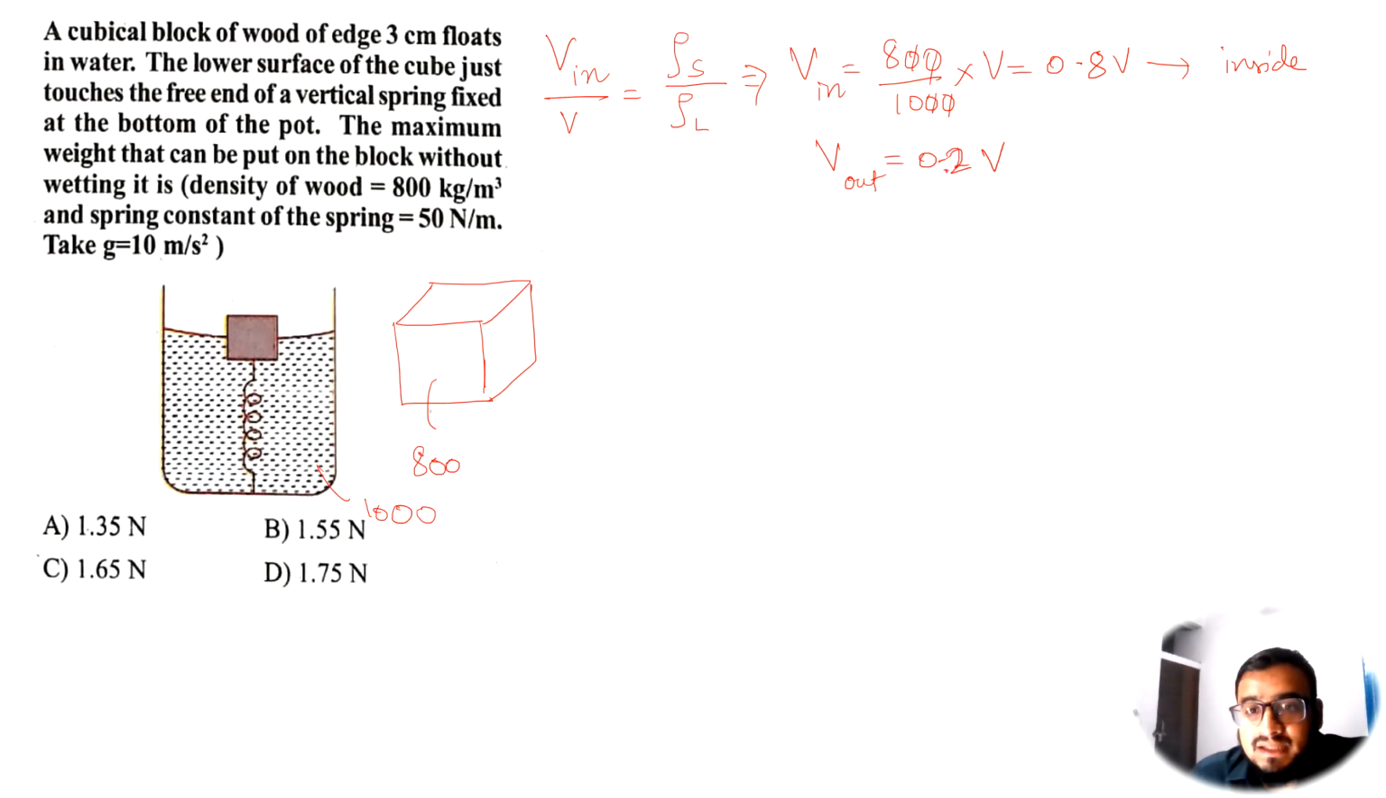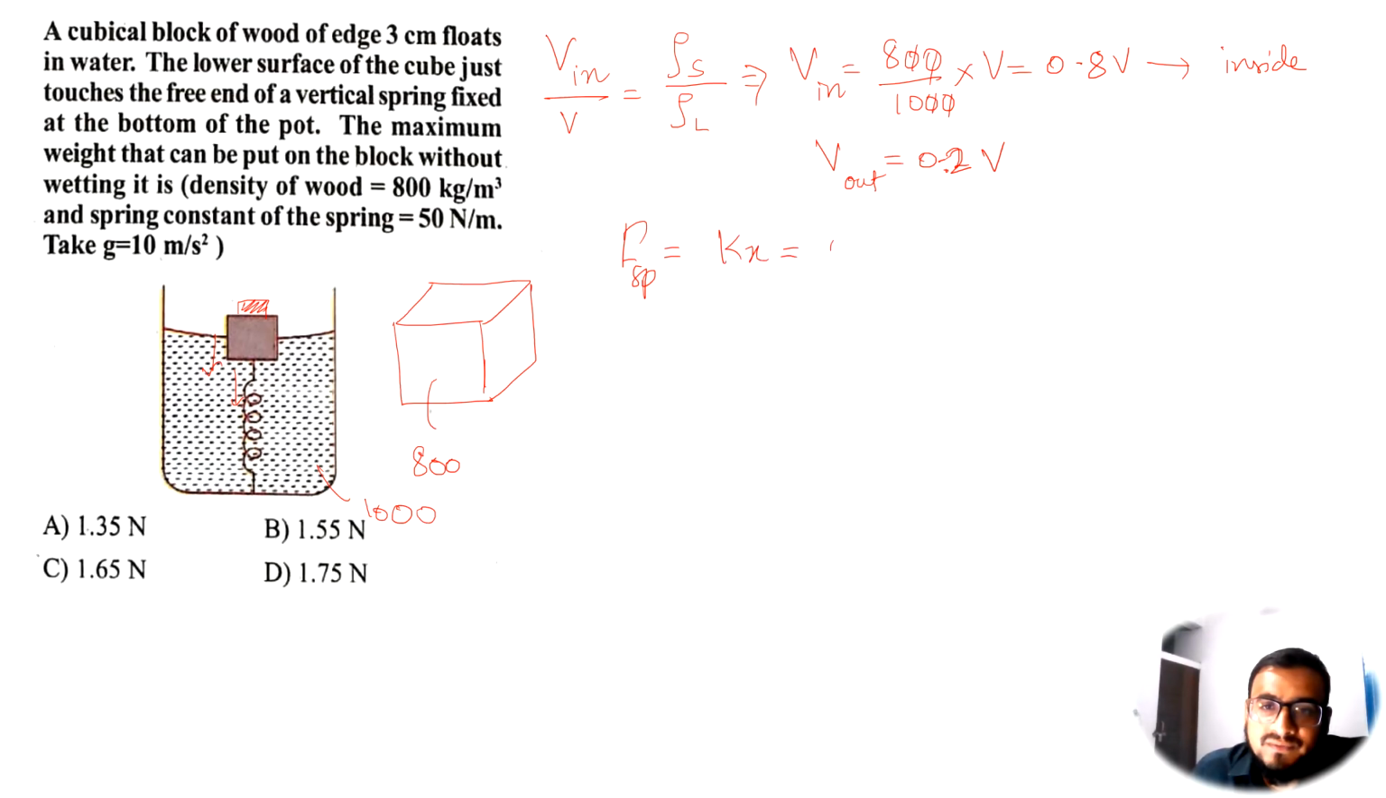It means until this volume gets submerged, you can keep the weight on it. Some extra buoyancy force corresponding to the 0.2 V is available for submerging that 0.2 V. Apart from that, it is connected to a spring. So when I press it, this weight will press the spring a little bit, so the spring also gets compressed, right? So now the spring force is turning out to be Kx.